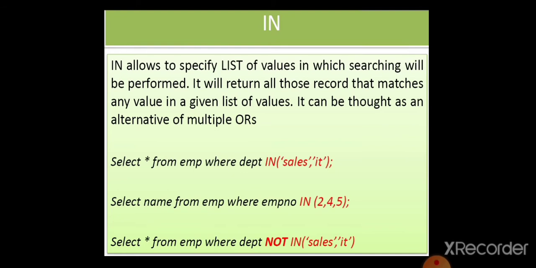Then the next one is NOT IN. That is the complement of IN. Here what happens is the compiler will select the details of all the employees who are not in the sales and IT departments. So how does the compiler execute? It goes for the table at first, then goes for the column, then it searches the values. If it finds such values, it will be selected.